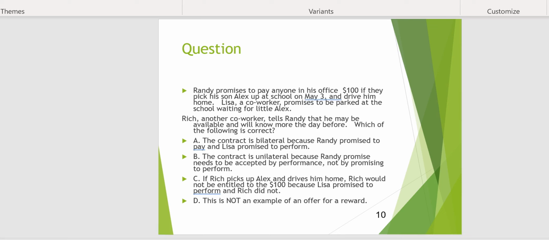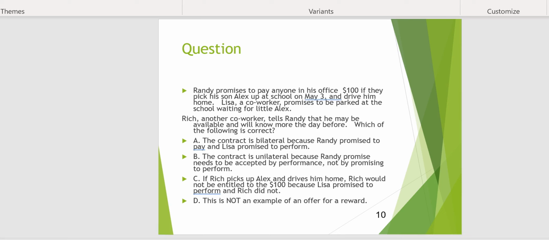You can't accept this offer by promising because of what he's saying here. He promises to pay anyone in his office $100, but they have to pick his son up at school. They can't just promise to do it. Okay, so Lisa, a coworker, promises to be parked at the school waiting for little Alex. That's not an acceptance of this offer. Rich, another coworker, tells Randy that he may be available and will know more the day before. Well, that's not an acceptance either.